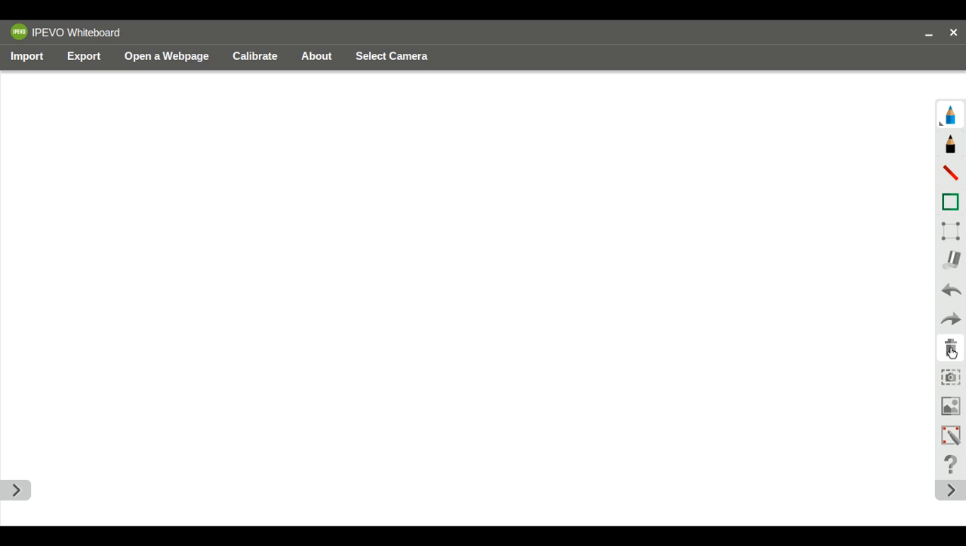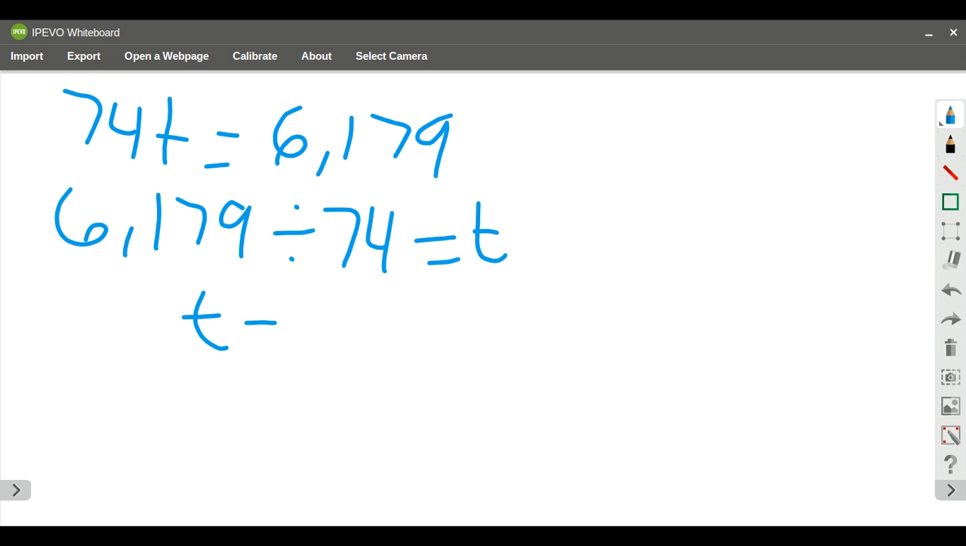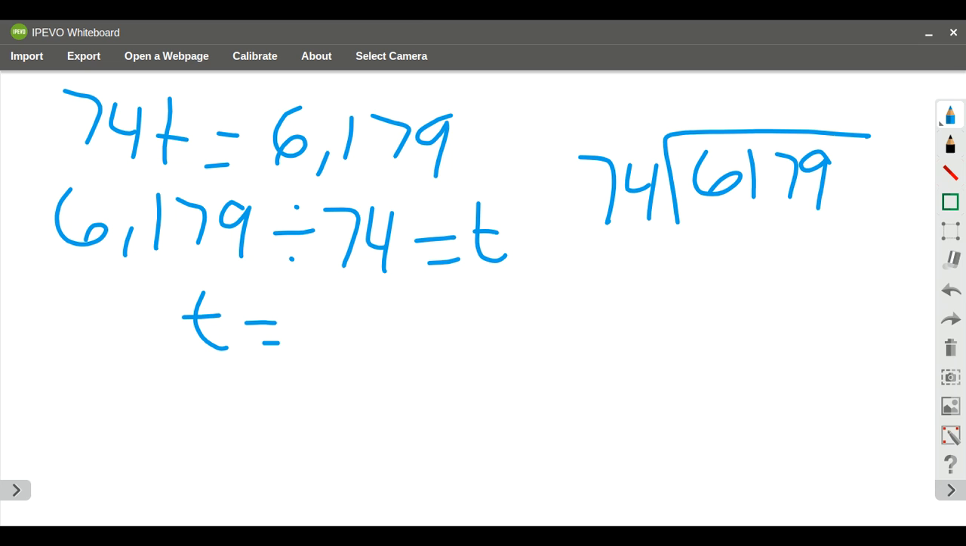So my next one is 74t equals 6,179. So I'm going to go ahead and flip it around. I'm going to do 6,179 divided by 74 to equal t. And I'm going to solve for t. So I'm going to put it in the box. 74 goes into 6,179. So I look here at 61. It cannot go into 61. So I need to look at how many times it's going to go into 617.